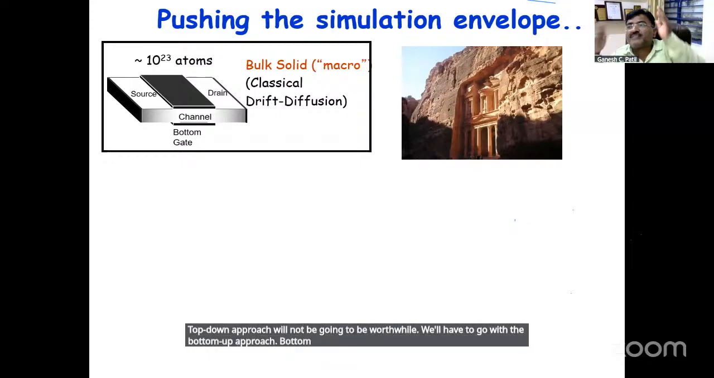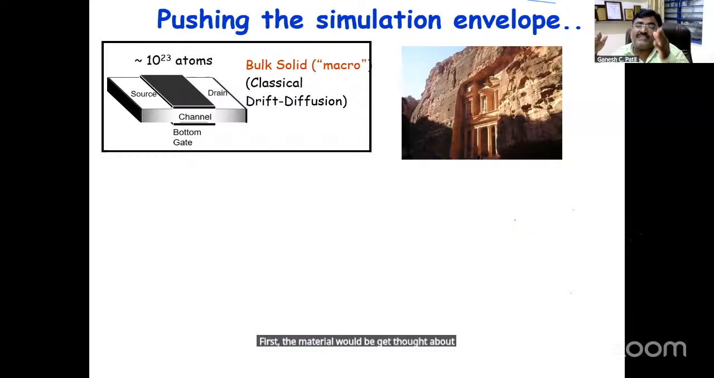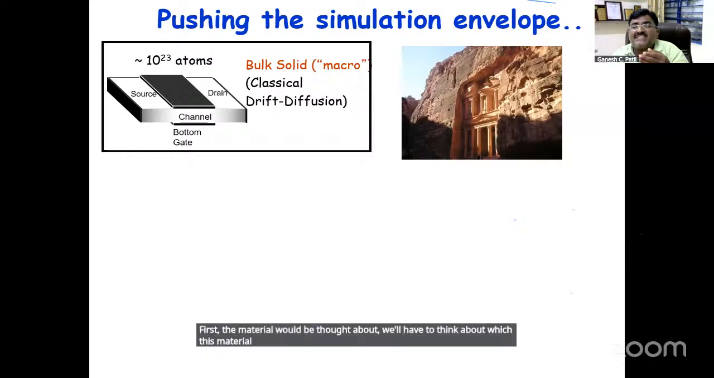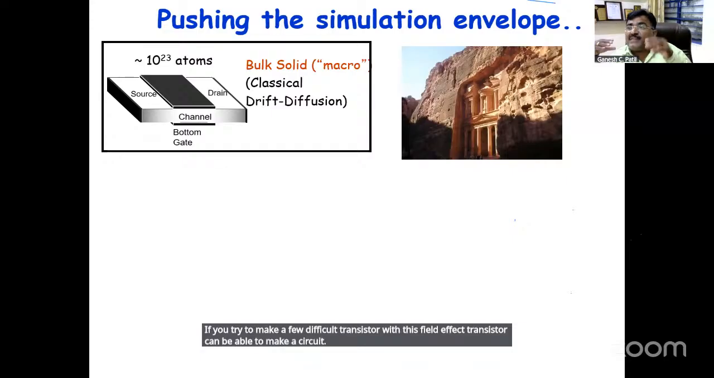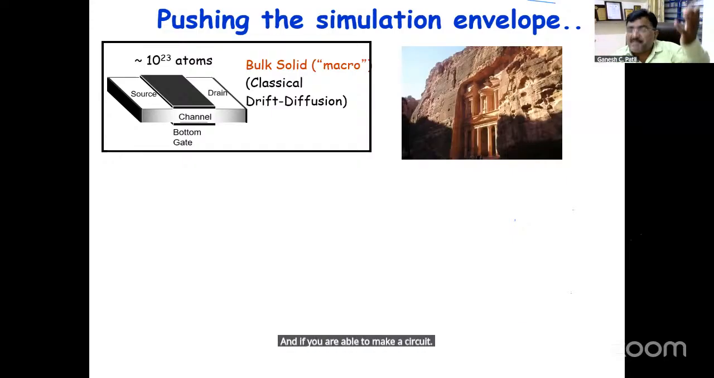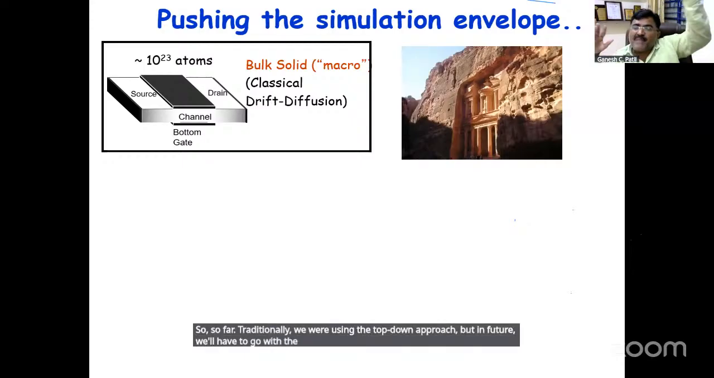Bottom-up approach means, first of all, we'll have to think about the material. Once the material is thought about, we'll have to think whether with this material we can make a device or transistor, particularly a field effect transistor. If you make a field effect transistor, can you make a circuit? And if you are able to make a circuit, can you make a system? So far, traditionally, we were using the top-down approach, but in future, we'll have to go with the bottom-up approach, right? For the upcoming nanoelectronics era, we'll have to use the bottom-up approach.